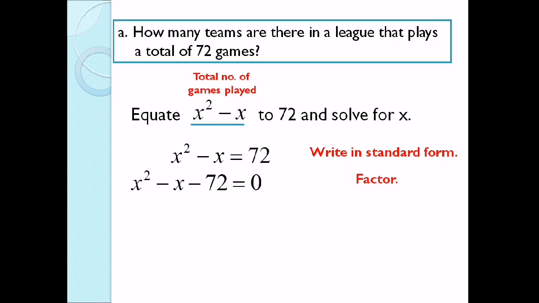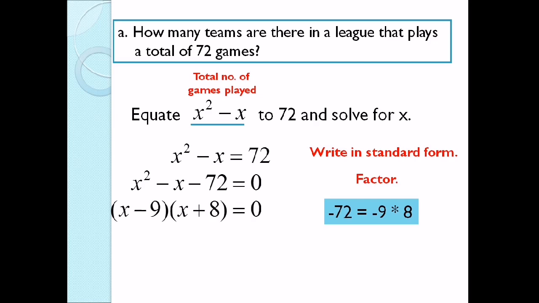Paano ba tayo mag-factor ng trinomial wherein a equals to 1? So kukuhanin natin yung factors ng negative 72, our last term, and then yung factors na yun kapag inad natin, dapat ang sagot ay yung middle term which is negative 1. So ano ang factors ng negative 72? So negative 9 times 8 is negative 72. Kapag inadd, it will give you negative 1. So therefore, the factors are x minus 9 and x plus 8 equals to 0. So again, na-factor na natin yung given trinomial para masagutan yung ating question, kung ilan bang teams.